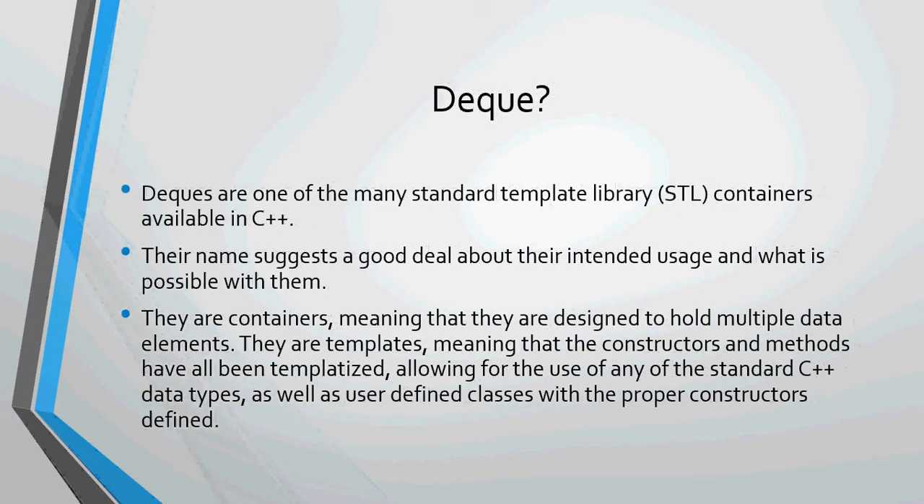Deques are one of the many Standard Template Library, or STL, containers available in C++. Their name suggests a good deal about their intended usage and what is possible with them. They are containers, meaning that they are designed to hold multiple data elements. They are templates, meaning that the constructors and methods have all been templatized, allowing for the use of any of the standard C++ data types as well as user-defined classes with the proper constructors defined.